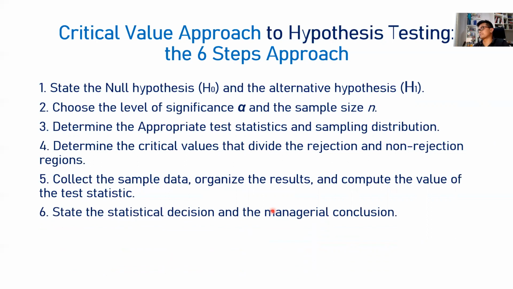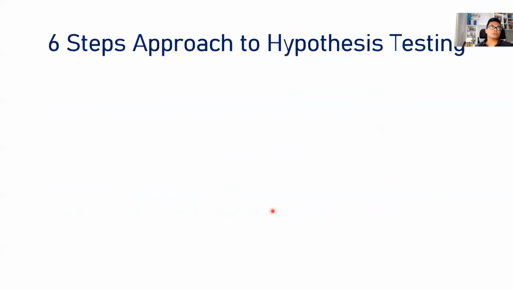Those are the six steps that we have to follow when we want to do hypothesis testing, comparing the means of two populations manually. In Excel or maybe using statistical software like R, you can do it with only one or two lines of code. But here we want to drill down to the fundamentals. Okay, so let's go to the first step.